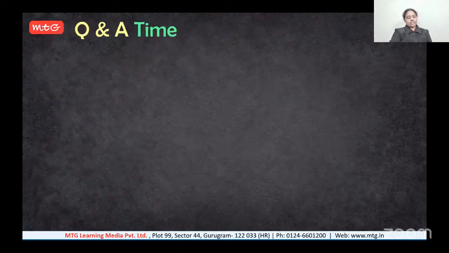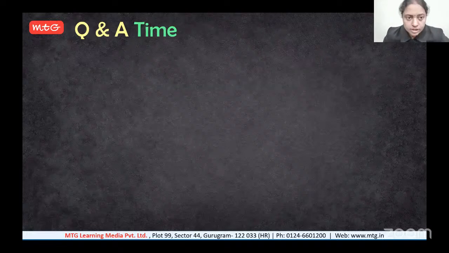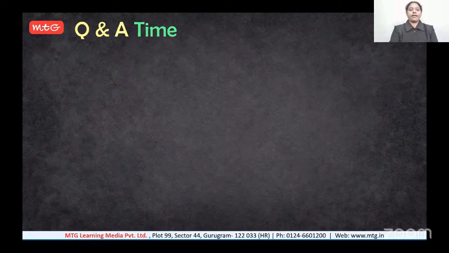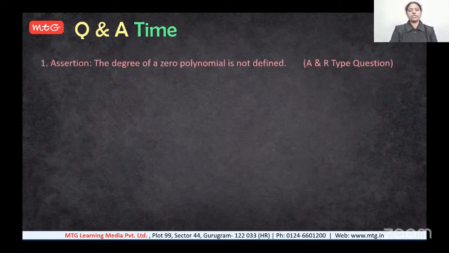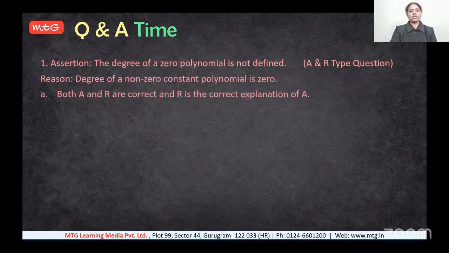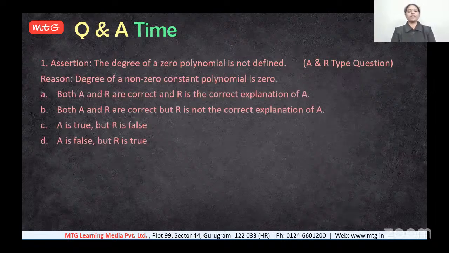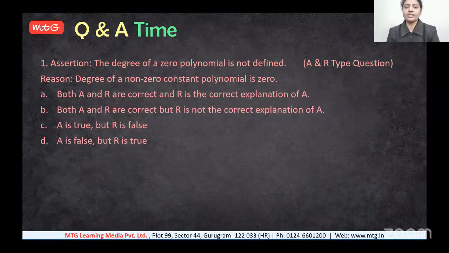So now it's your question answer time. Let's see to what extent you have understood your chapter of polynomials so far. Okay, here you go with the first question. And this is an assertion and reasoning type question. So here are your 4 options. Read it carefully and send me your answers in the chat box.